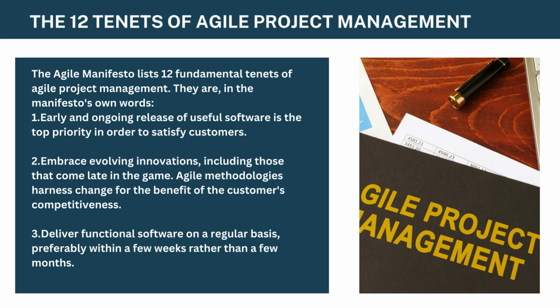The 12 Tenets of Agile Project Management. The Agile Manifesto lists 12 fundamental tenets of Agile project management. They are, in the manifesto's own words: 1. Early and ongoing release of useful software is the top priority in order to satisfy customers.